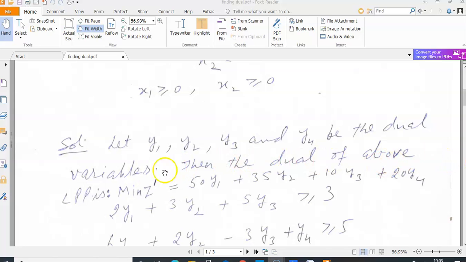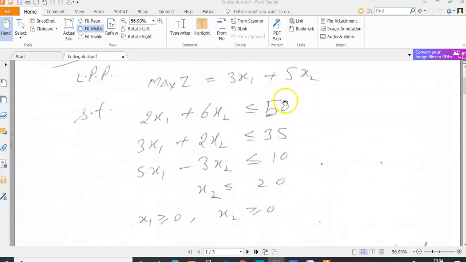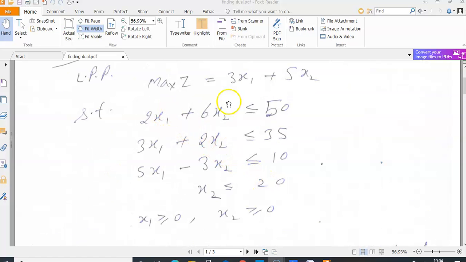Then the dual of the above LPP problem is minimize z dash. I can denote this z dash or zd or z star, because this objective function is not the same as the earlier one. That's why we have to give a different symbol to it, so I have given z dash here. Minimize z dash equals 50y1 plus 35y2 plus 10y3 plus 20y4. As told earlier, the right hand side values become the coefficients of the dual objective function.